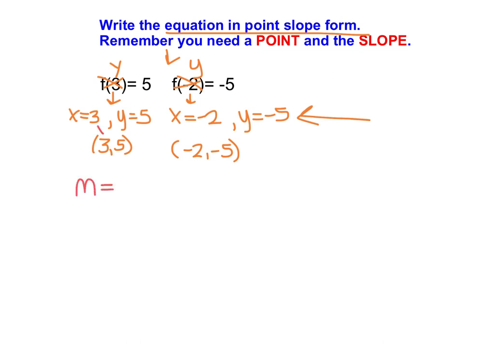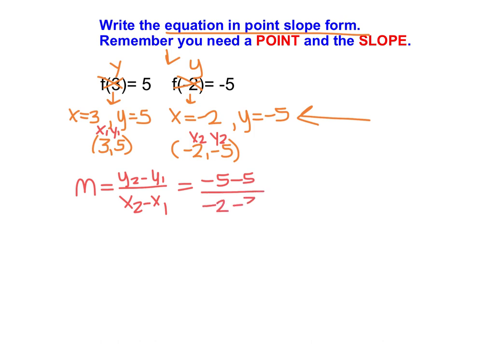So my points I'm going to label as x1, y1, x2, y2, and remember my equation for slope is y2 minus y1 over x2 minus x1. So here I'm going to substitute. I have negative 5 minus 5 over negative 2 minus 3. So negative 5 minus 5 is negative 10. Negative 2 minus 3 is negative 5. If we simplify that, we get 2 over 1, or 2.